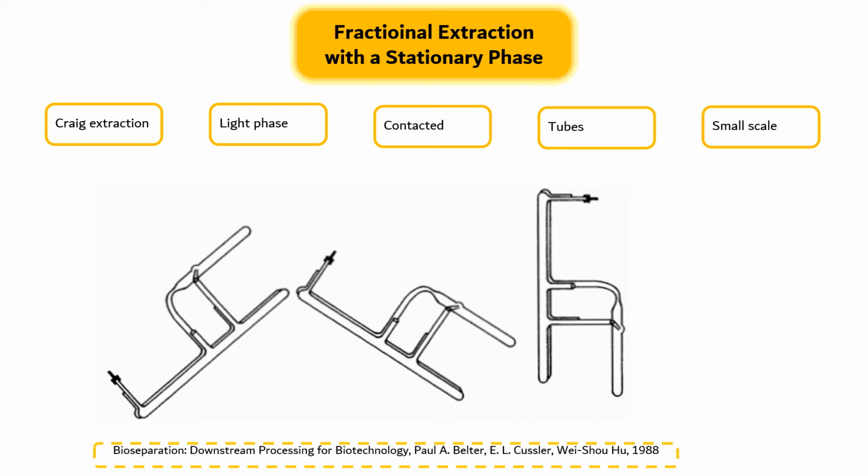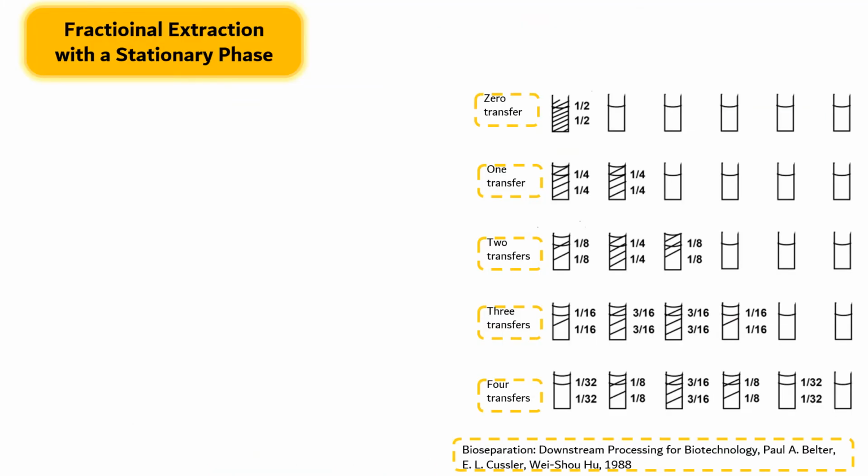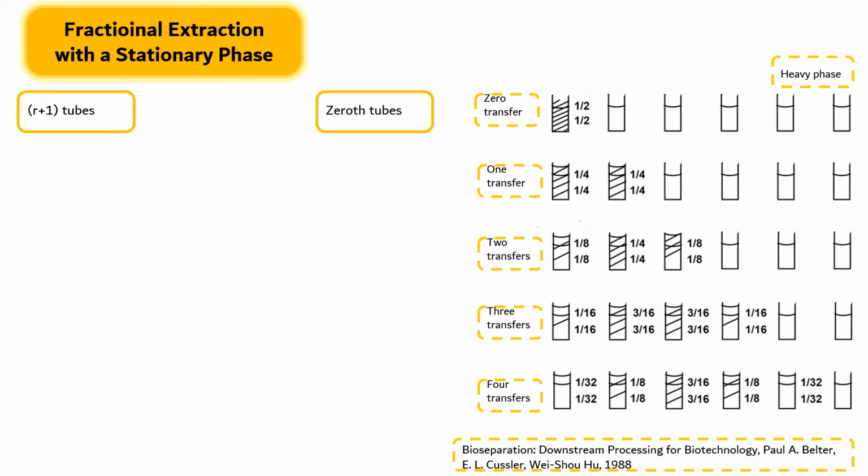It involves a series of tubes as shown in the figure. The tubes are like separatory funnels which can be gently shaken. When they are tipped, the light phase is decanted and the heavy phase remains behind. The system contains R+1 tubes, all but one of which are partially filled with solute-free heavy phase. The special zeroth tube contains initially solute dissolved in the light phase and pure heavy phase.